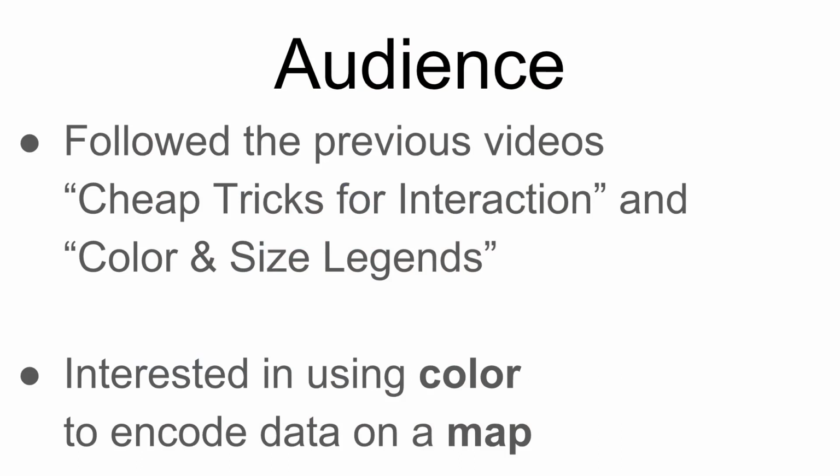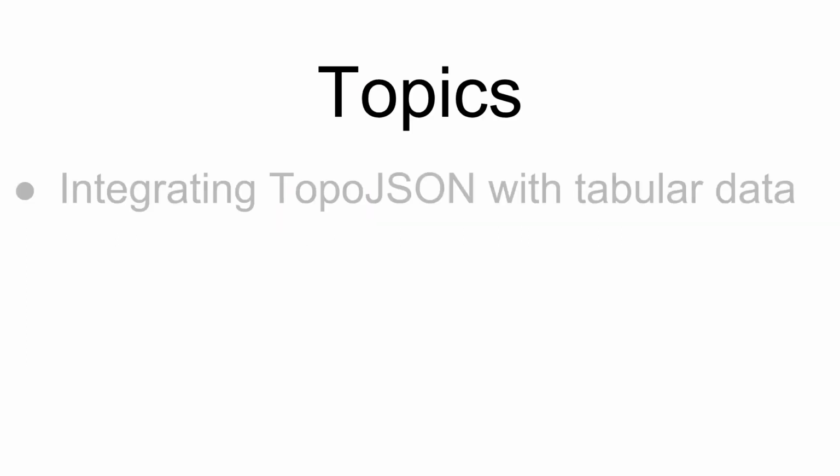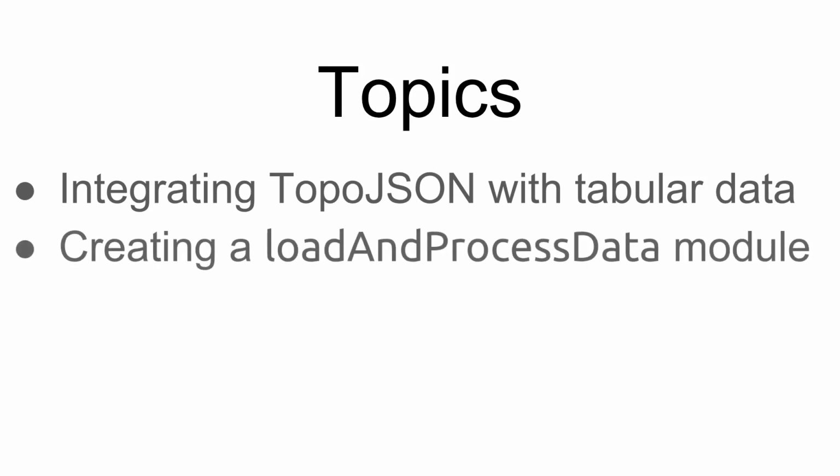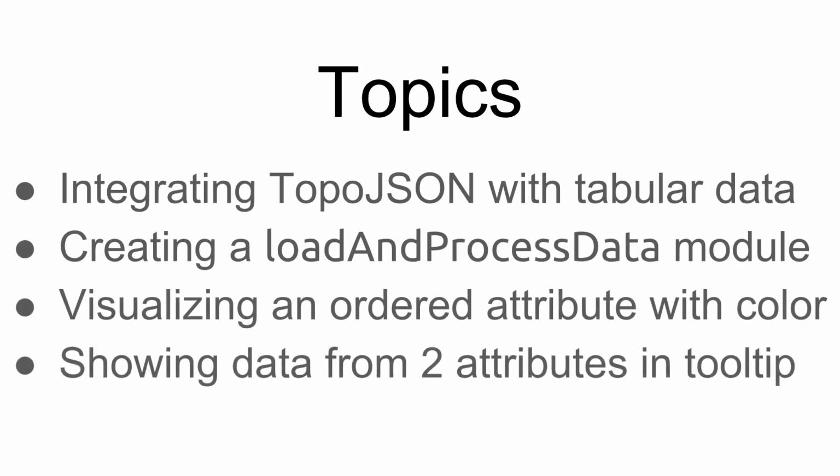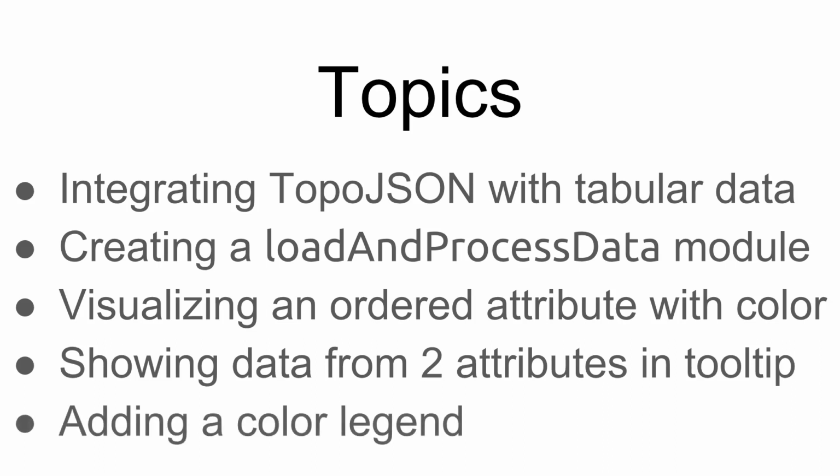If you followed the previous video's cheap tricks for interaction and color and size legends, and you're interested in using color to encode data on a map, then this video is for you. The topics we're going to cover here include integrating topo.json data with tabular data from a TSV file, creating a load and process data module which factors out all the logic for loading and processing data, visualizing an ordered attribute with color, showing data from two attributes at once in the tooltip, and finally adding a color legend.